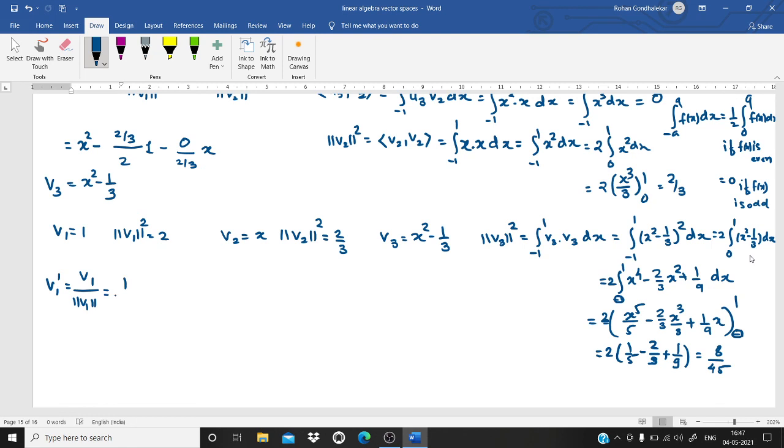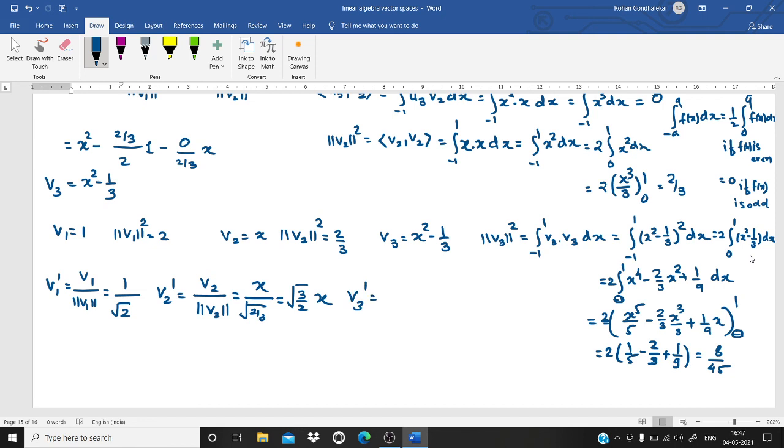So hence V1 dash is equal to V1 upon norm V1. So what is V1? 1. Norm V1 square is 2. Hence we get 1 upon root 2. V2 dash is V2 upon norm V2. What is V2? V2 is x. Norm V2 square is 2 by 3. Hence we get square root of 2 by 3, which is nothing but root 3 by 2 into x.